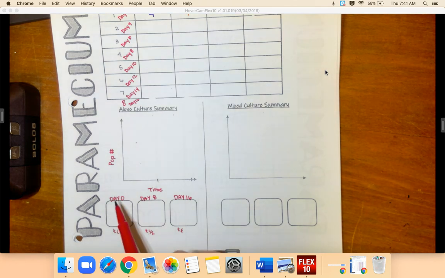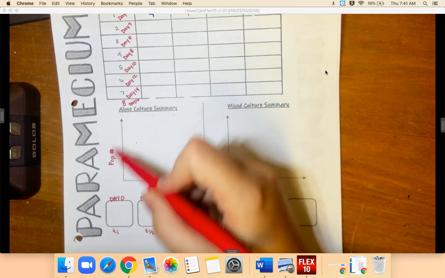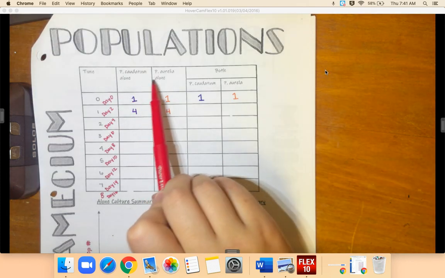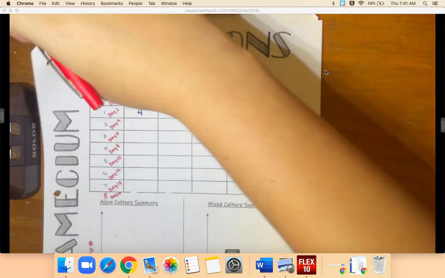So you'll sketch what you see in each of those days for just one of the cultures. It doesn't matter which one you pick, just choose one of these two to graph and sketch down below.